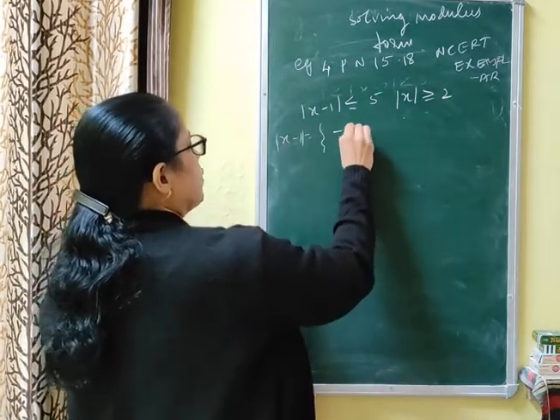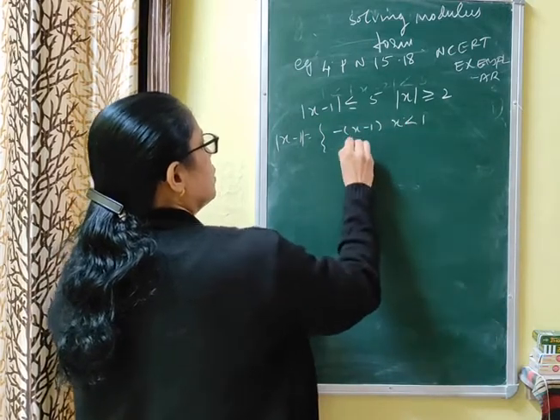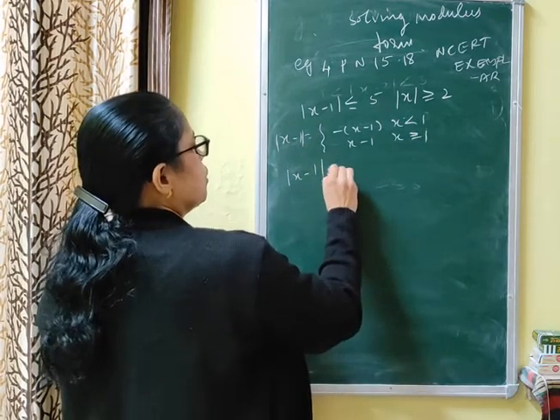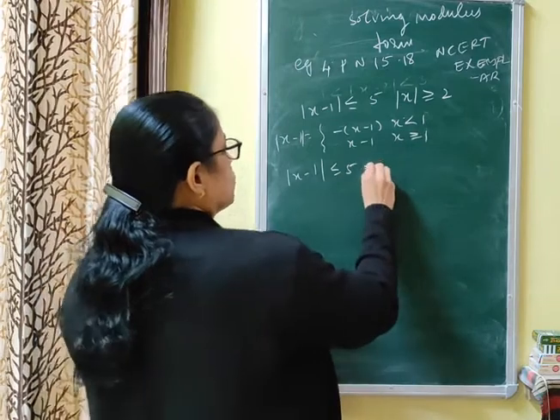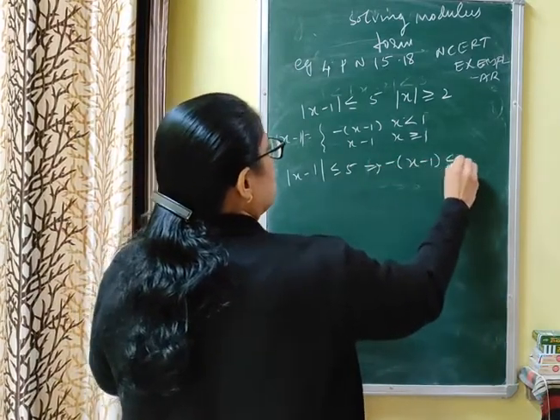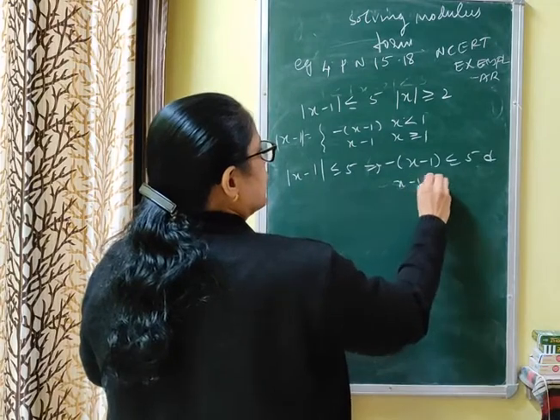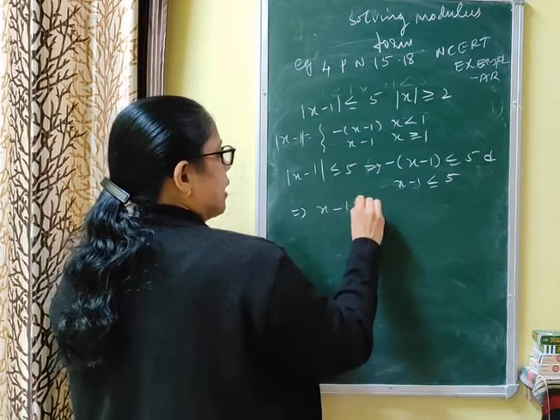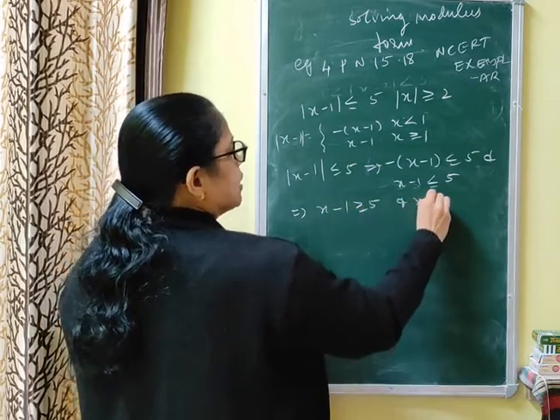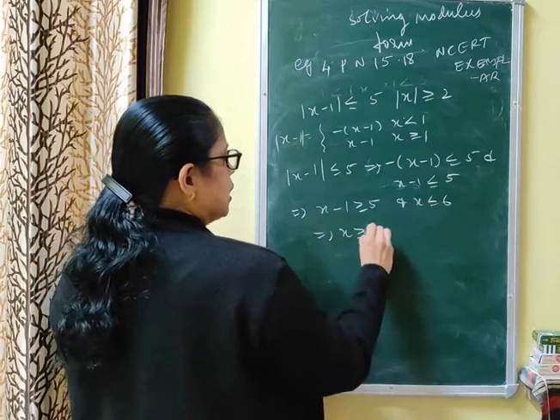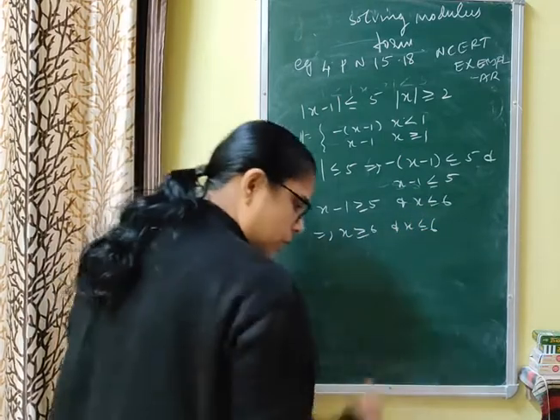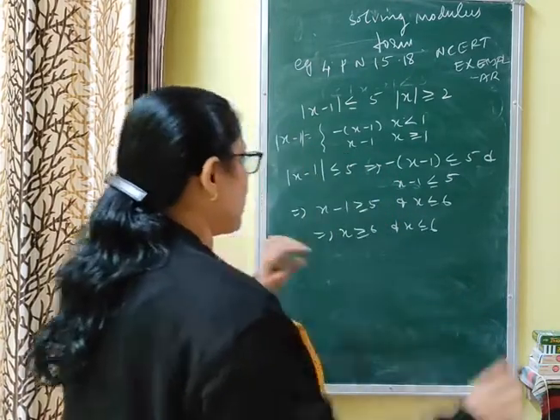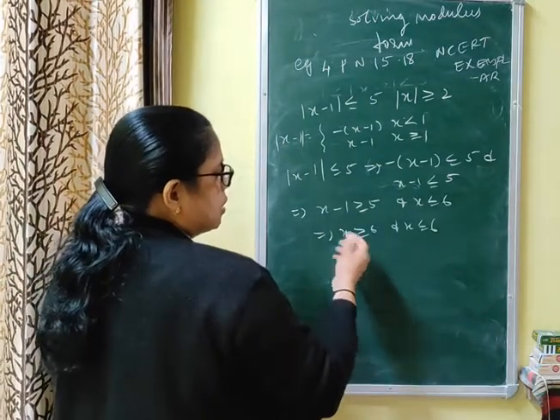Mod x minus 1 equals minus of x minus 1 if x is less than 1, and equals x minus 1 if x minus 1 is greater than or equal to 1. That implies mod x minus 1 less than or equal to 5. First of all, take the negative sign: minus of x minus 1 less than or equal to 5 and x minus 1 less than or equal to 5. That means if you multiply by minus, the sign becomes greater: x minus 1 greater than or equal to 5 and x less than or equal to 6. That is x greater than or equal to 6 and x less than or equal to 6. That means x greater than or equal to 6 and x less than or equal to 6 is coming, so more than 6 and less than 6.